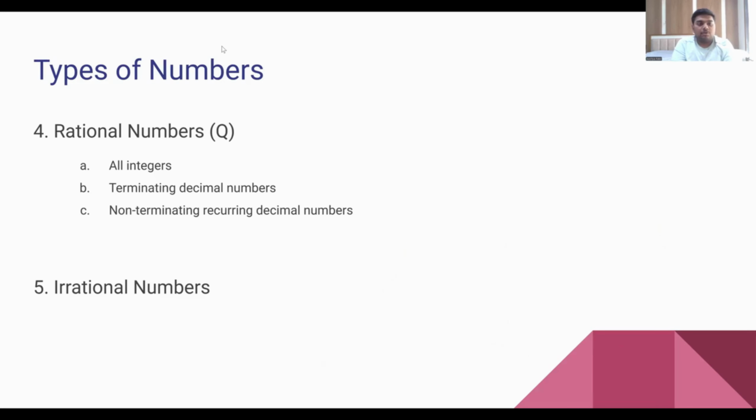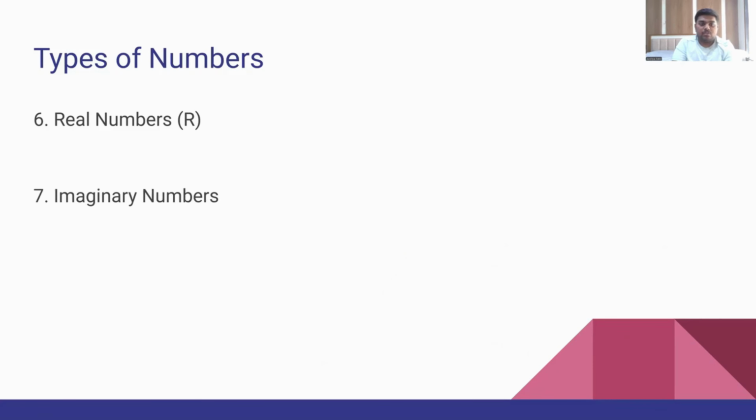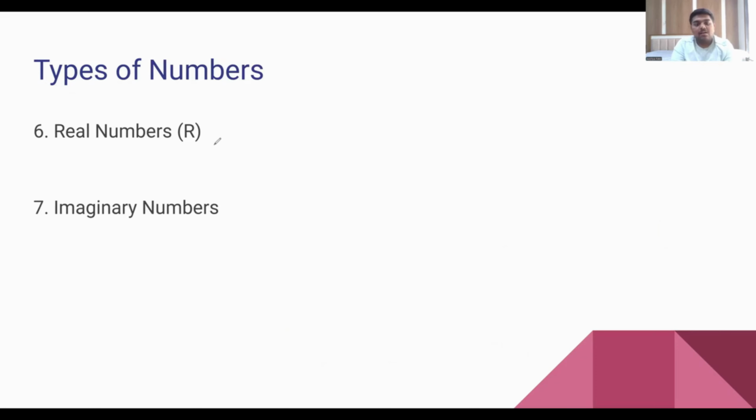Now let us see the next type of numbers, which are real numbers. Real numbers technically means the numbers that are possible to exist in the surroundings of us, right? So all rational and irrational numbers are real numbers. Okay. And the numbers which are not real are called imaginary numbers.